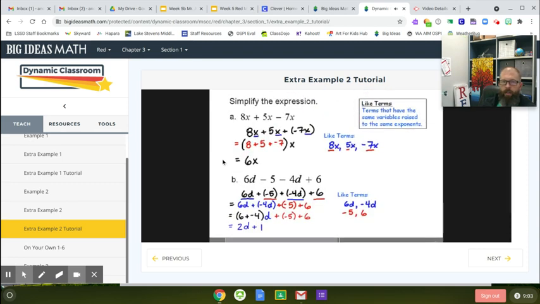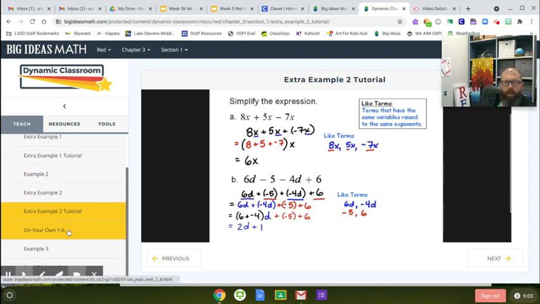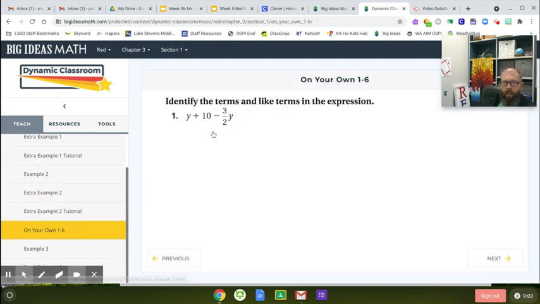So that is how you do those. Also, you might want to have these written down. Now we're going to try a few on your own. So let's take a look at these. Identify the terms and like terms of the expression.